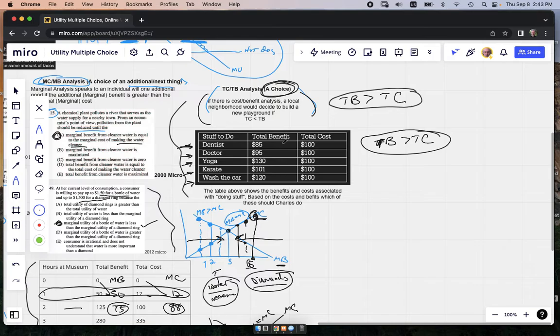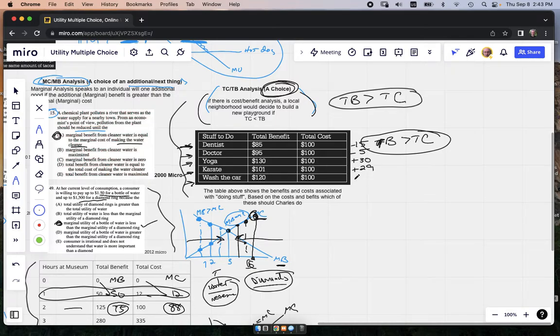Don't spend too much time on this. We don't see this very often, but you should have it in the back of your head somewhere. That looks like, what is this, 15? The difference between total benefit and total cost actually is a negative 15. We would not want to do that because it's negative. This looks like a negative 5. We wouldn't choose that one either. Yoga would be a positive 30. This is what, a positive 29?